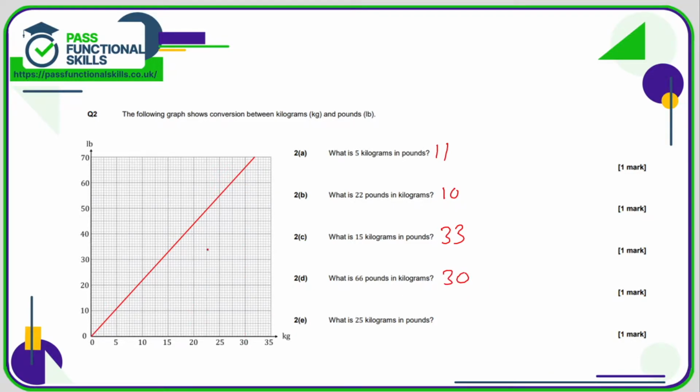25 kilos, we're going to go up, and 25 kilos is just short of 50. I would say that that works out. So actually, let me just double check that again. 25 kilos is, yeah, no, actually it's here, isn't it? So that corresponds to 55 pounds.